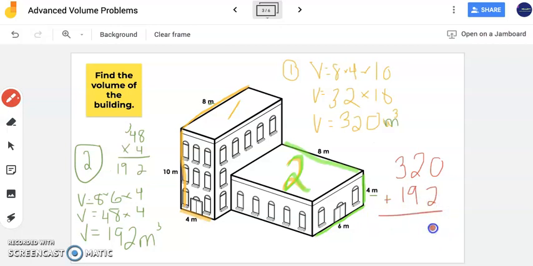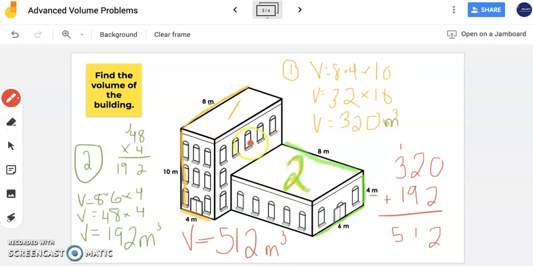Now, once I find the sum, I will have my total volume. So now this is telling me the volume of this entire building is 512 meters cubed. And that's telling me the entire volume here.